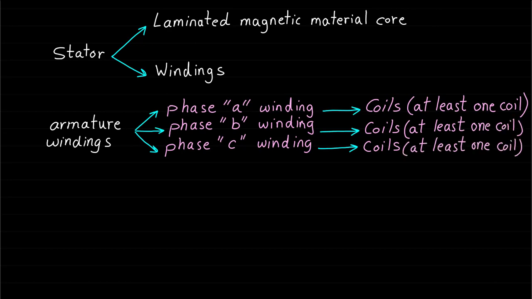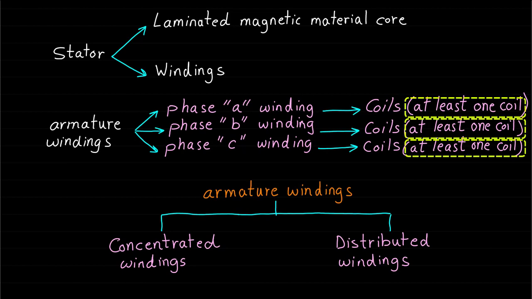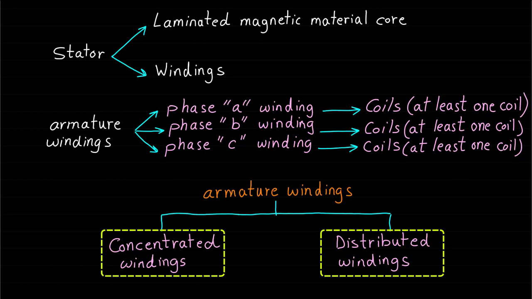In general, armature windings can be concentrated windings or distributed windings. Note that the armature windings use at least one coil just in case of concentrated windings type, as we will see during our discussion. Now let's give some idea about these two types of windings. Let's start with the concentrated windings.